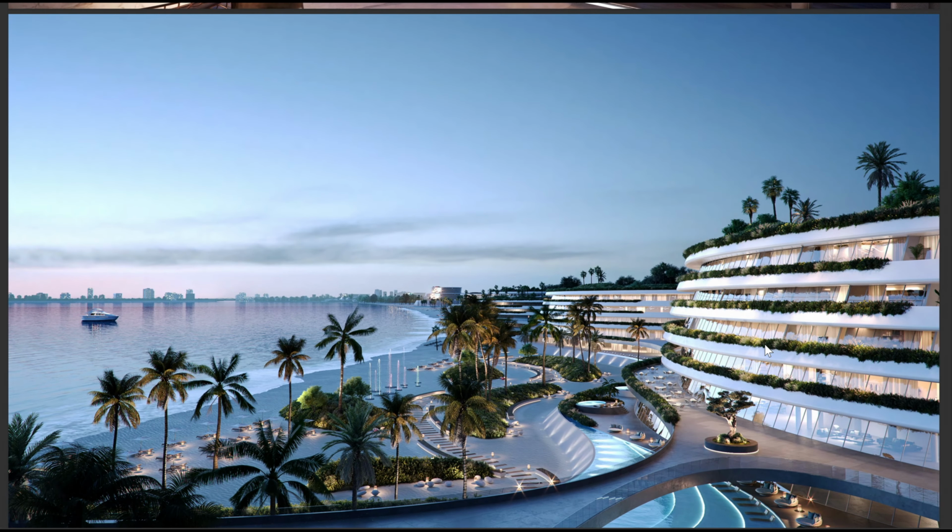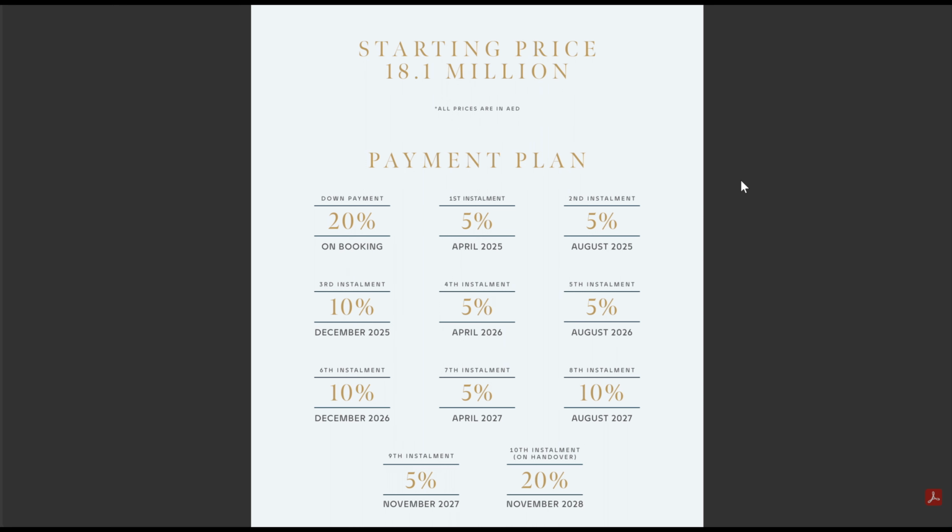So here we see the starting price for these villas is 18.1 million dirhams, and the payment plan is 20/80. By the way, typically it is 20%, then 60% is payable during the construction time, and then 20% you can pay at the time of completion, at the time of handover actually, which is expected in November 2028. The payment plan is flexible. It's been designed into 5% and 10% types of payments.